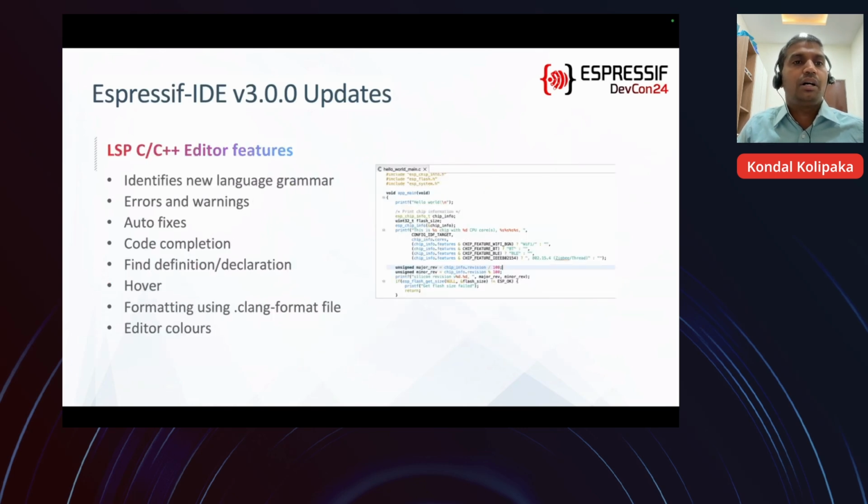And the other LSP editor features include, first, identifying the language grammars. If we look at these editor features, this is nothing new compared with an existing C editor, but it offers the new language grammar and the errors and warnings. These are some standard editor features which are completely available in the C++ editor as well.